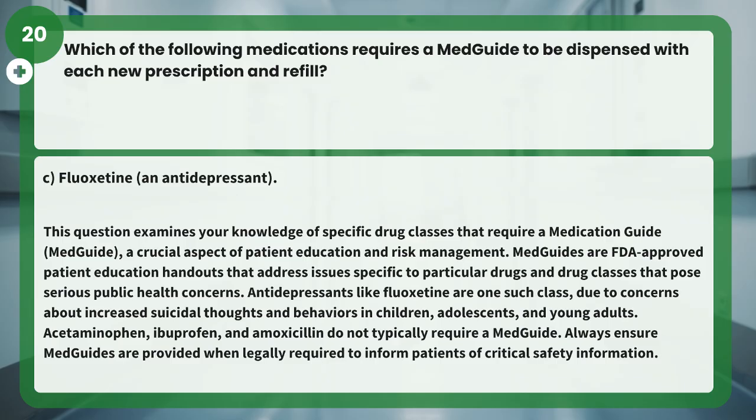Answer C. Fluoxetine, an antidepressant. This question examines your knowledge of specific drug classes that require a medication guide, med guide, a crucial aspect of patient education and risk management. Med guides are FDA-approved patient education handouts that address issues specific to particular drugs and drug classes that pose serious public health concerns. Antidepressants like fluoxetine are one such class, due to concerns about increased suicidal thoughts and behaviors in children, adolescents, and young adults.